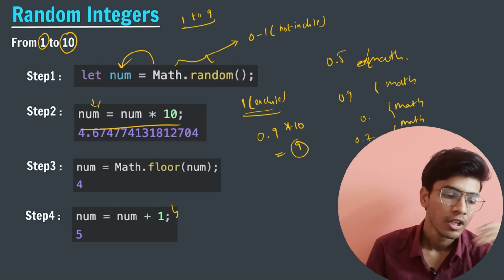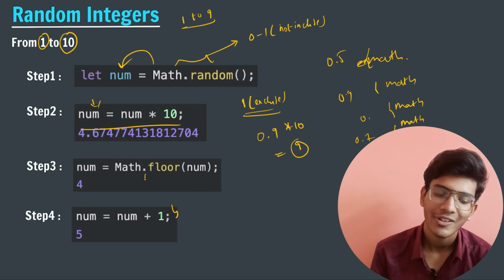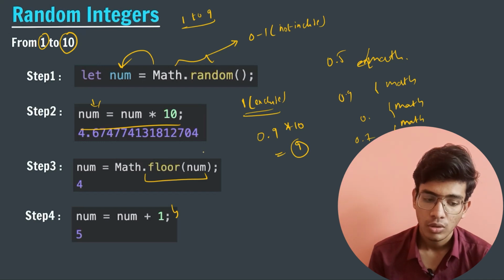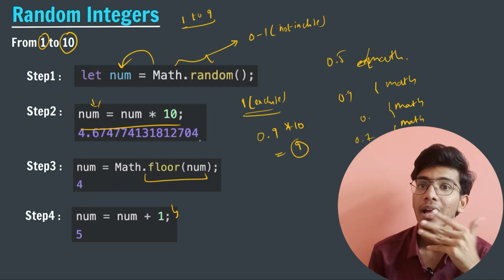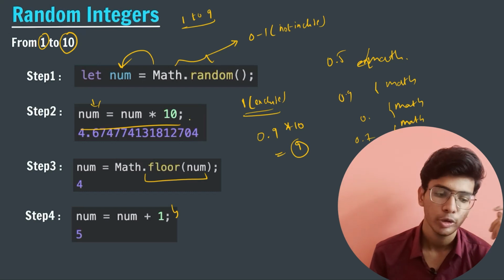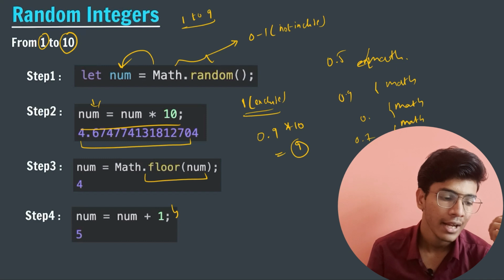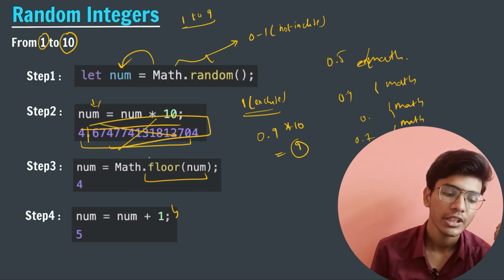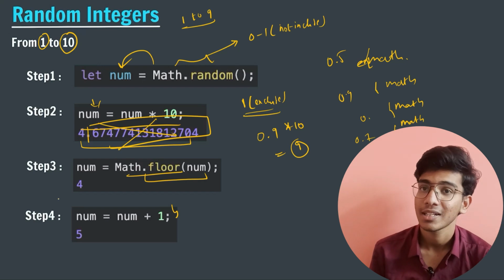Okay, and the floor function, as I said in a previous lecture also, is used to remove the decimal values from a particular number. The random function will give you a long string of decimal values, and all these decimal values are removed using Math.floor.